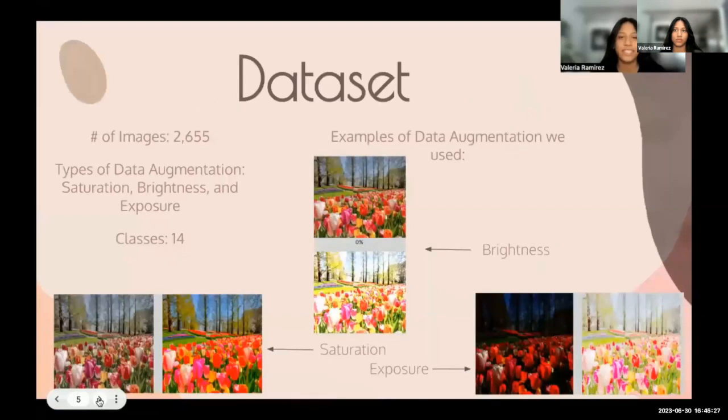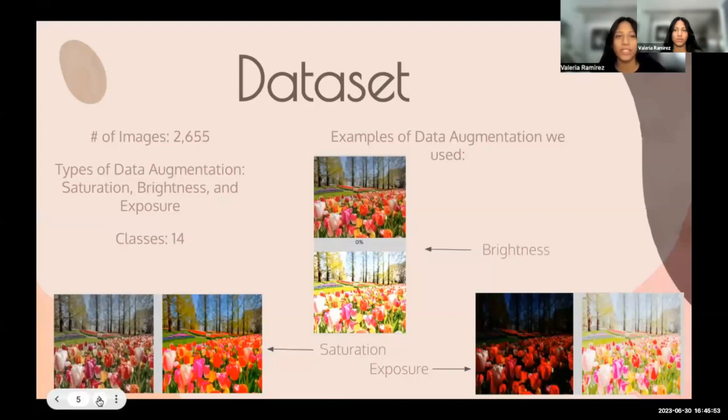Moving on to the data set that we used to train our model, as previously said by Mirka, our first goal was at least 1,000 images, but thankfully we were able to reach 2,655 images. Within each class, we tried to reach the goal of at least 150 images per class. And in total, we were able to make 14 classes.